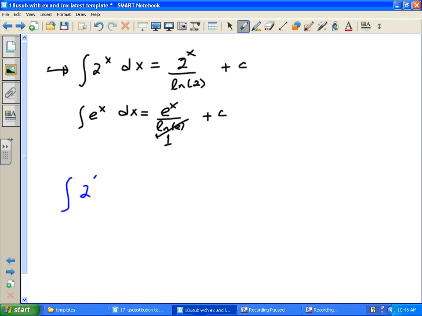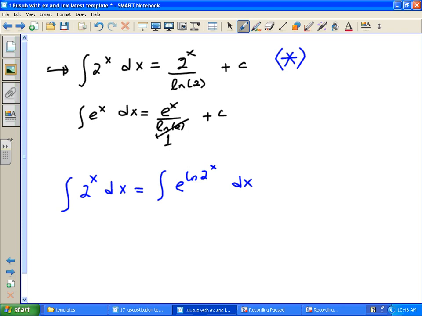This you may want to just watch, rather than write down as a rule. What I'm about to do, I would rather you concentrate on understanding it and not worry about writing it. So I can rewrite 2 to the x as e to the ln of 2 to the x. Let me know if you agree with this. 2 to the x is the same thing as e to the ln of 2 to the x.